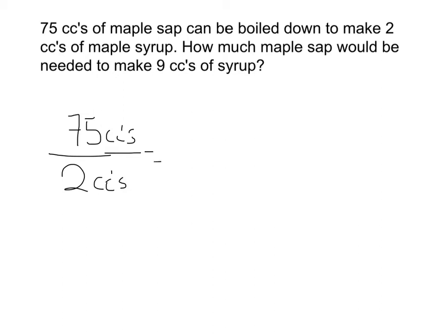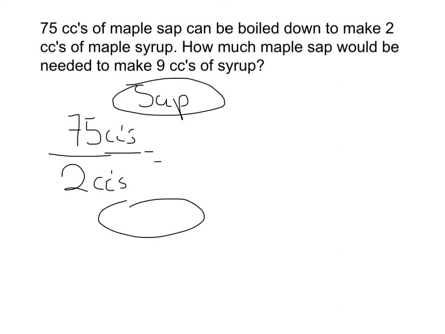but this doesn't help us keep track of where our appropriate numbers go, and so once again it's important to put the labels in and say that this is going to be sap, which is the stuff you get directly out of the trees, and this is going to be syrup, which is the product that you get to put on your pancakes. So we've got a rate, once again, and our rate is established by the given information of 75 cc's of sap being worth 2 cc's of syrup. And so the question is, how much maple sap, which is the thing we don't know, would be needed to make 9 cc's of syrup.